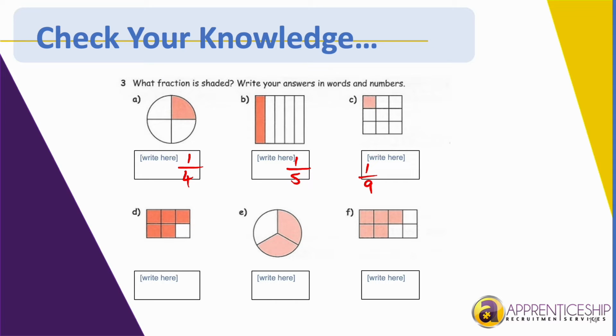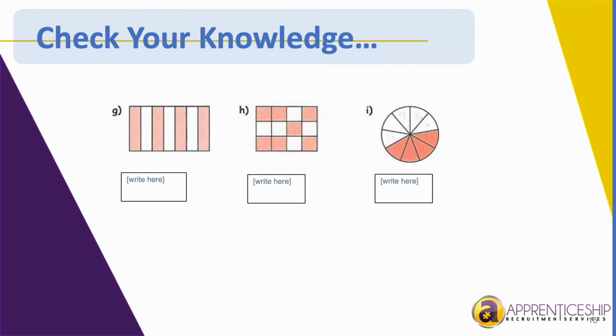5 out of 6 is shaded. 2 out of 3 is shaded. And 5 out of 8 is shaded. And then the last one would be 4 out of 7 is shaded. 7 out of 12 is shaded. And 4 out of 9 is shaded. Okay, so that's fractions, nice and straightforward.